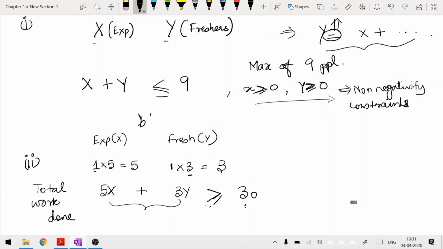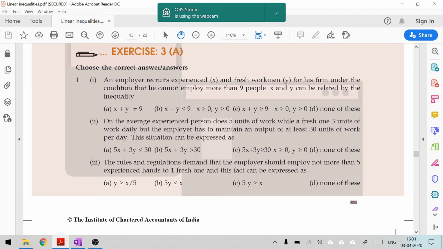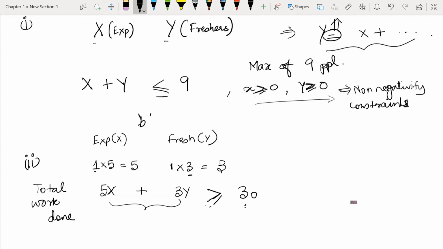Now look at the options. Less than, no. Greater than, no. Greater than or equal to 30 plus the non-negativity constraints. So option C is my answer. Option C is my final answer.